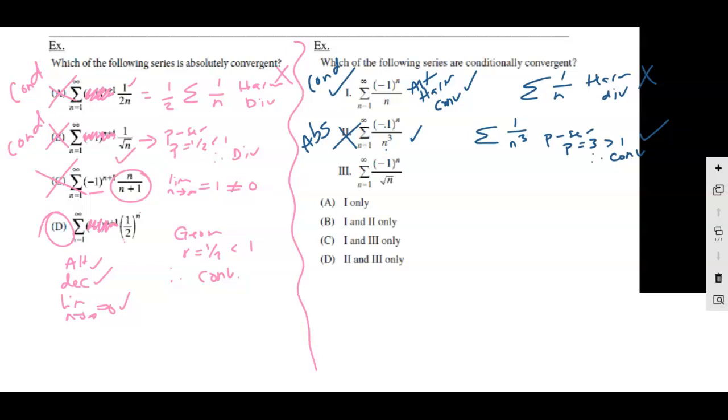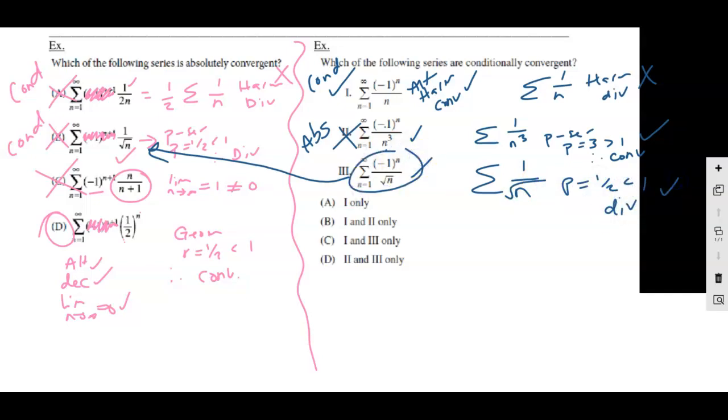And then let's look at this last one, which, come on, I'm not going to do it again. We just did it, right? That one works initially, but then when I do it again, you get the p-series with p equals 1/2, which is less than 1, which diverged. We just did that one in the previous example, and it was conditionally convergent. So which ones are conditionally convergent? It was 1 and 3.